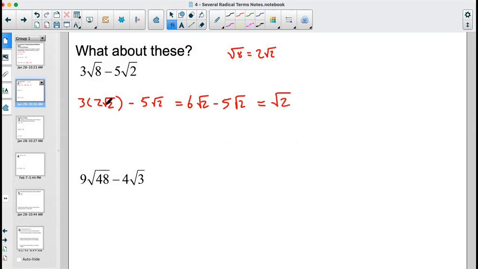So this is the same rule as before, but if this radical can be simplified ahead of time, you might want to do that first. Actually, you have to do that first.